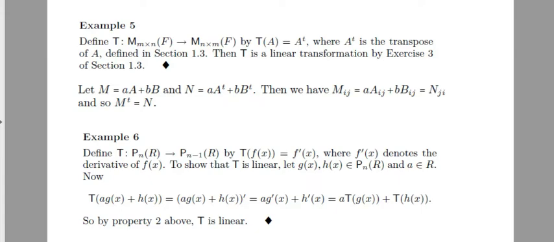Next example, if T is mapped from Pn to Pn minus 1 under the mapping T of f(x) is equal to f dash x, then we have to show this is linear. So T of a g(x) plus h(x) is equal to the derivative of a g(x) plus h(x), which will be a g dash x plus h dash x. This is the same as a times T of g(x) plus T of h(x).